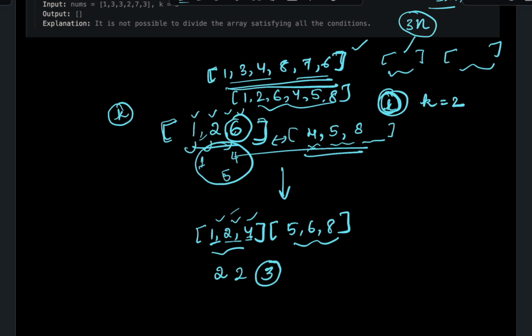Now if you can see, it has improved, didn't it? The difference between the elements was earlier 5 and 4. Now it has come down to 3. Now why did it come down to 3? Because we chose an element that was nearer to other elements, correct?